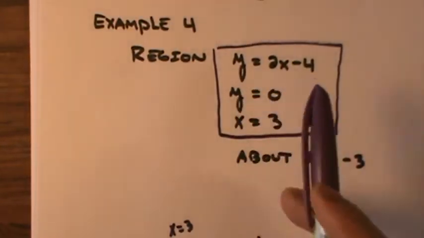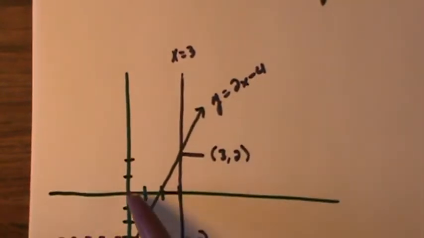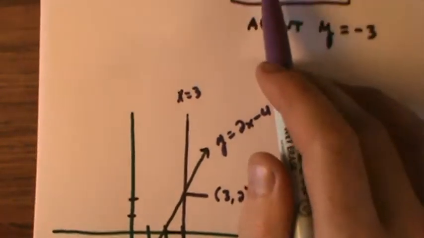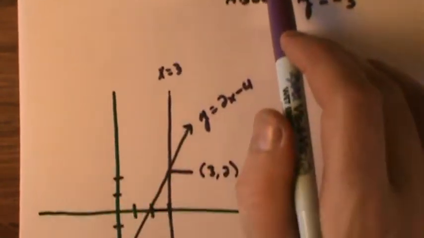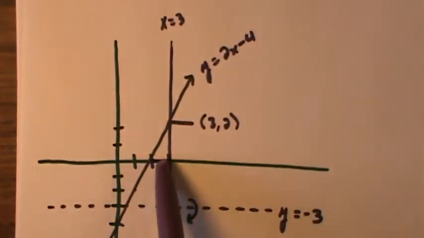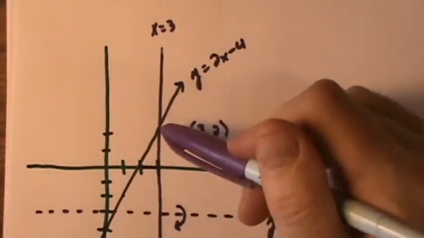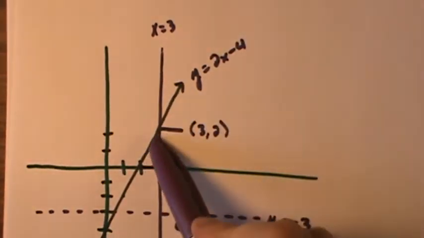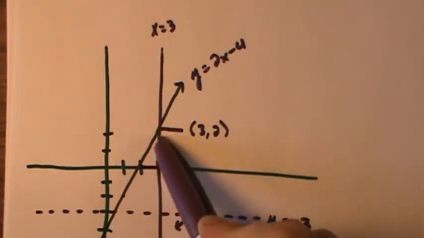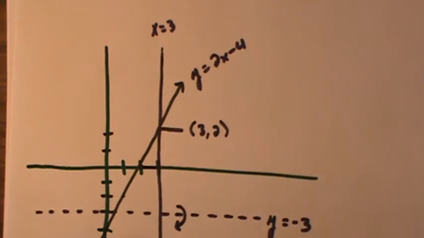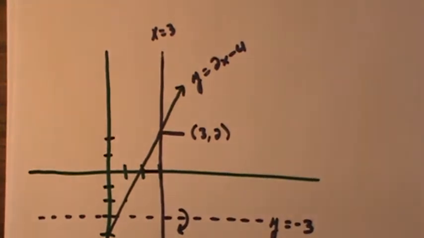With this line y equals 2x minus 4, I started 4 units down, had a slope of 2, so up 2, right 1, up 2, right 1, up 2, right 1, through the line. I have a line of y equals 0, which is the x-axis, and the vertical line of x equals 3, which just gave me this little triangle right here. That's the region that I want to revolve about the line y equals -3.